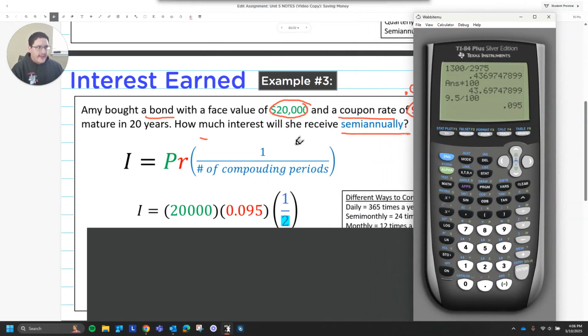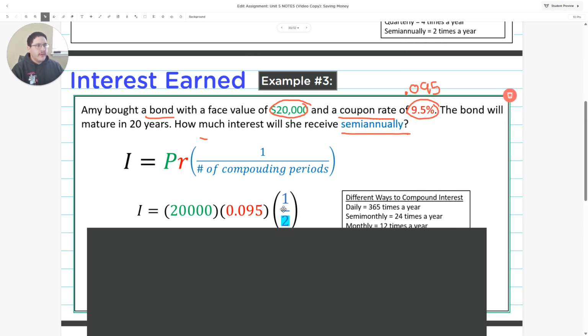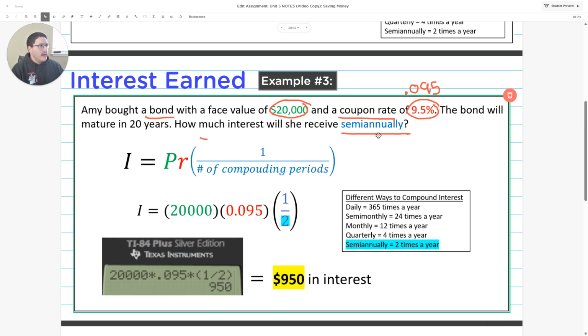Plug all of this into the calculator because, as you can see, on the right side, there's no missing value. There's no equation we have to solve. So we can just simply plug everything into the calculator. 20,000 times 0.095 times 1 over 2. 1 divided by 2. Okay. I don't need a parentheses there. We get $950. So this is the amount of interest that she will earn semi-annually. $950. And that's it for example 3.